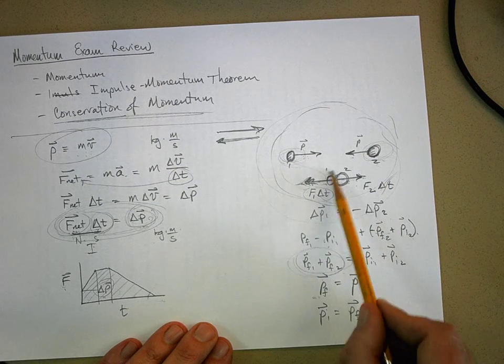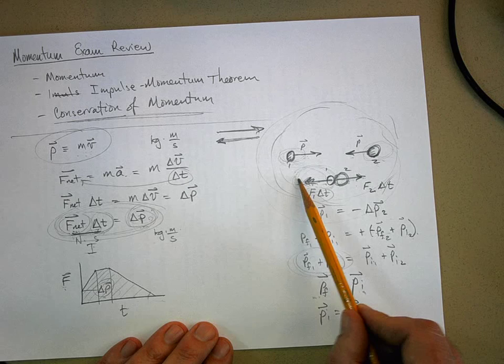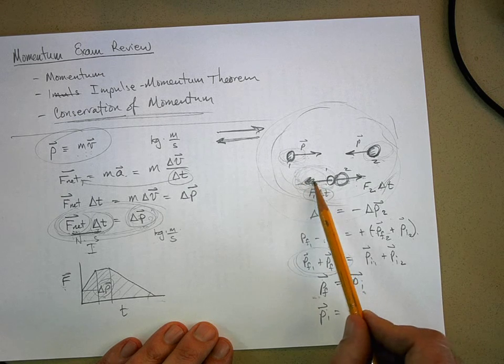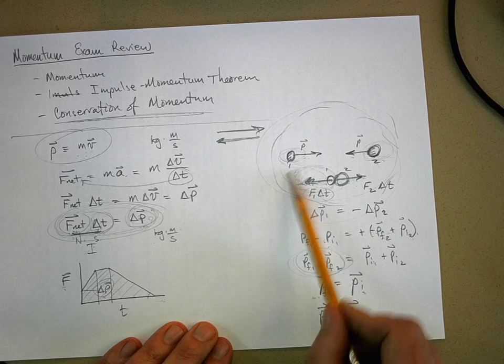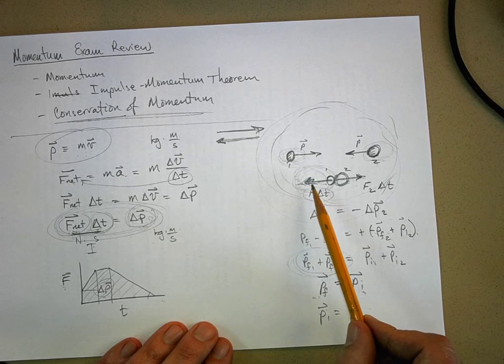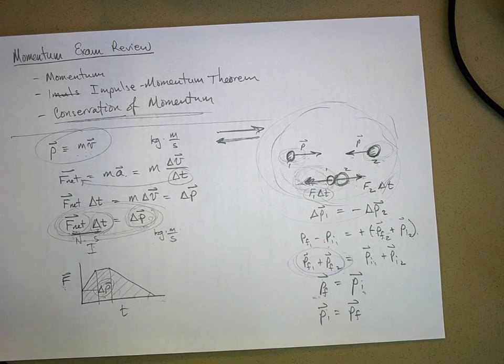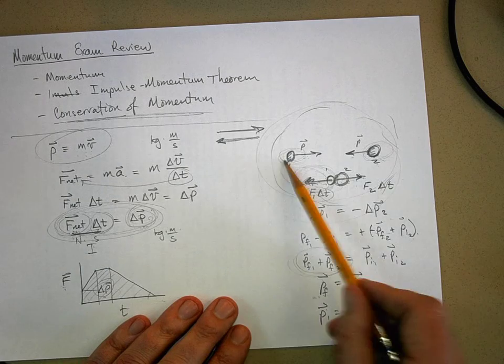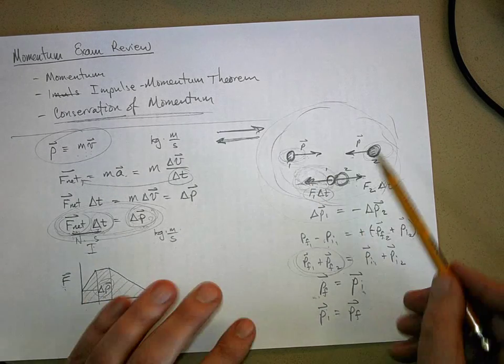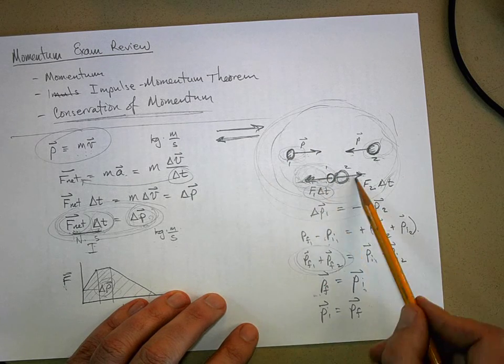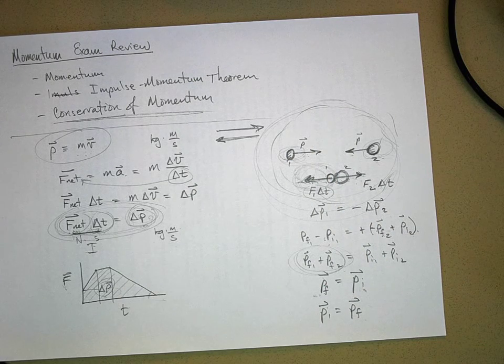Now, if I define object 1 to be my system, then this is not internal anymore. The force that object 2 applies to object 1 is now considered an external force because it's coming from outside our system. But if I make the two objects my system, if I say object 1 and object 2 are my system, then these two forces are internal to that system. They don't change the momentum of my system.